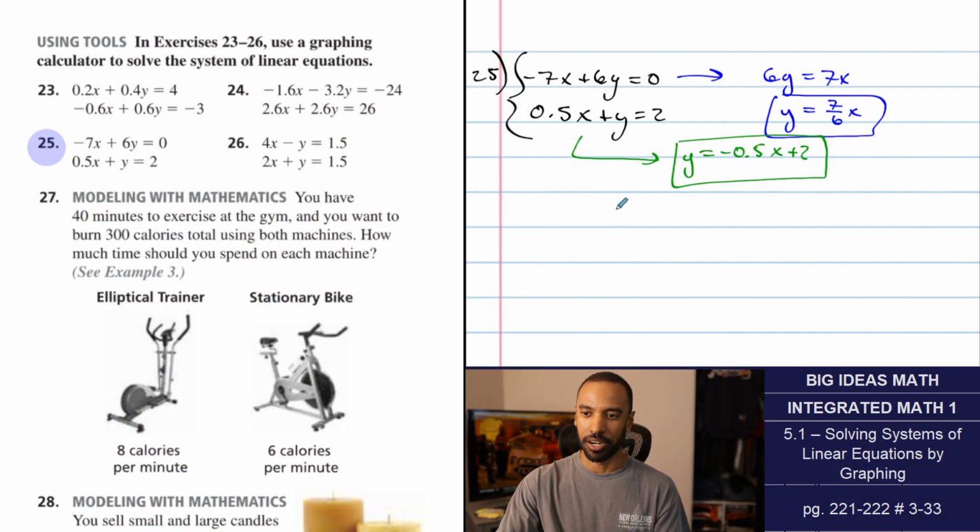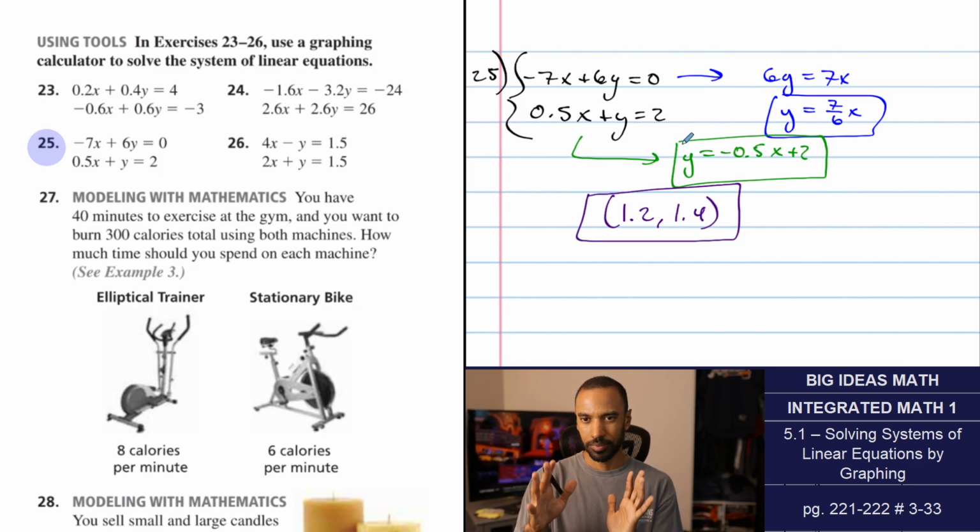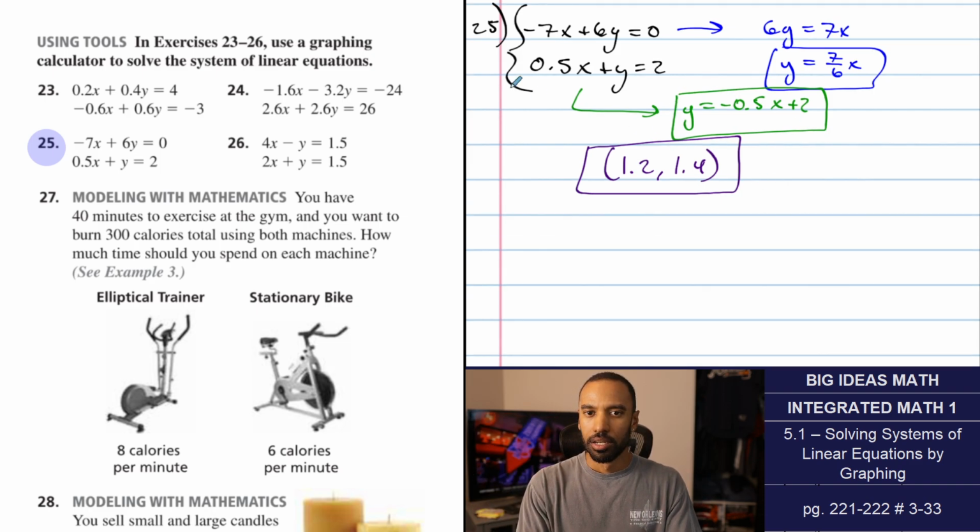1.2 and 1.4, and those sound exact, and this is where graphing using a calculator is, I guess, okay. Excuse me, solving a system by graphing is okay when you get to use a calculator. Not going to double check it, but sounds good to me. That's number 25. Number 26. Get a couple decimals, but as long as we're letting our graphing calculator do the thing, it's cool.